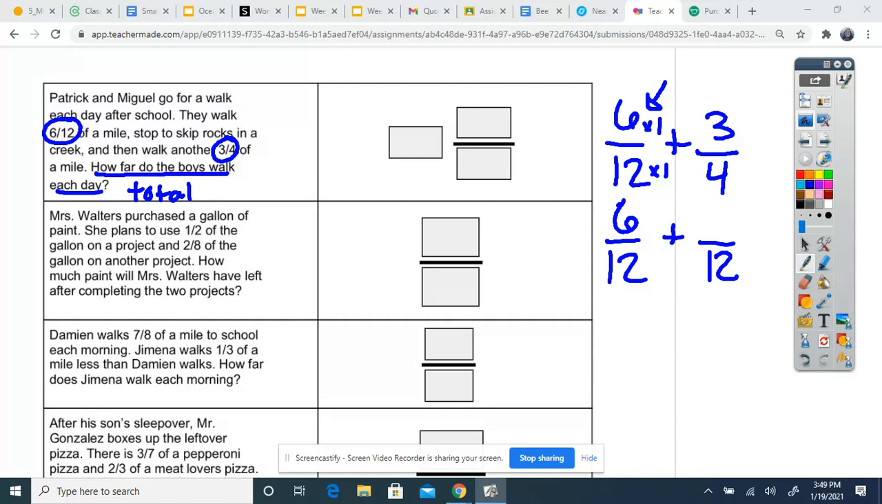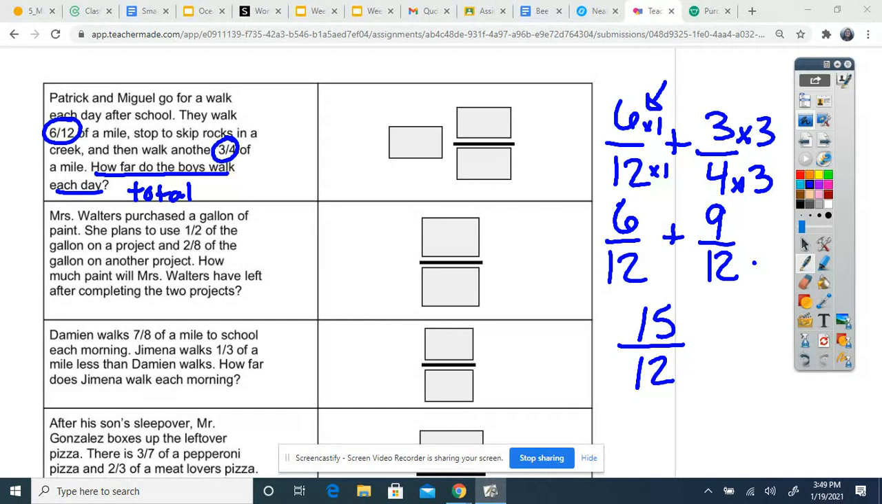This one, you have to look at 4. 4 times what gives you 12? 4 times 3 would give you 12. Whatever you do to the bottom, you do to the top. 4 times 3 is 12. 3 times 3 is 9. So we have 6/12 plus 9/12. 6 plus 9 is 15. So we have 15/12. This is an improper fraction, so we need to convert it to a mixed number.